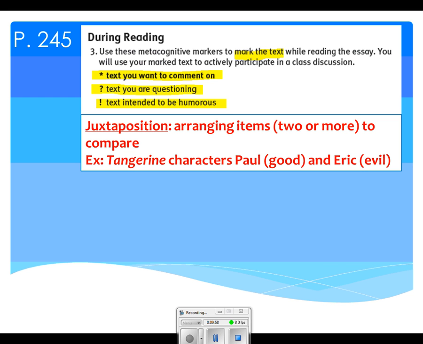So the idea of comparing 2 characters, that's juxtaposition. And you're going to see it multiple times in our reading that we look at today. I'll help you out with one. Another one will probably be a little bit obvious to you, and there's more than the 2 that I'm going to showcase.